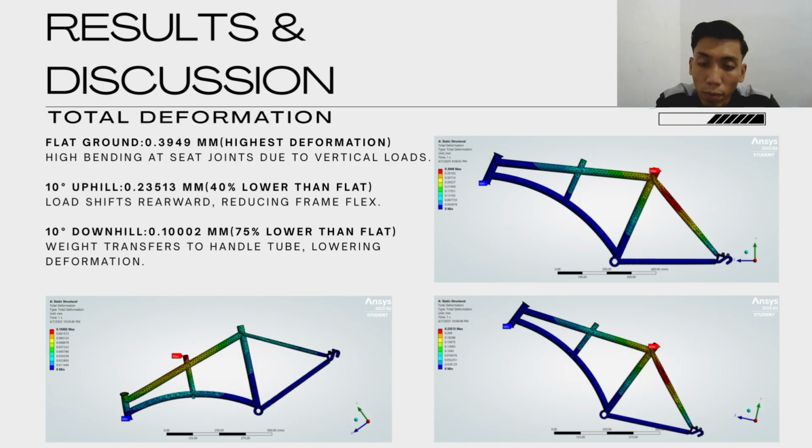The most favorable scenario is downhill at 10 degrees, where the deformation drops dramatically by 75% to 0.10002 mm. This is because the weight transfers to the handle tube, minimizing deformation and improving overall stability.